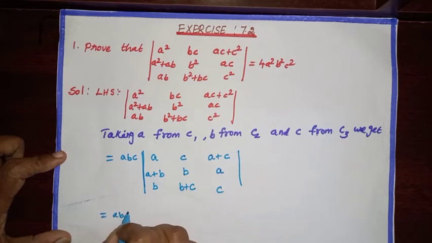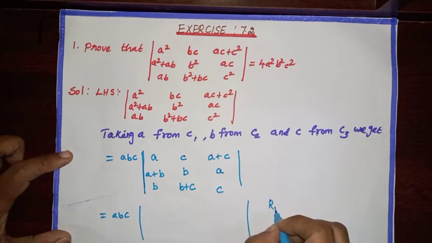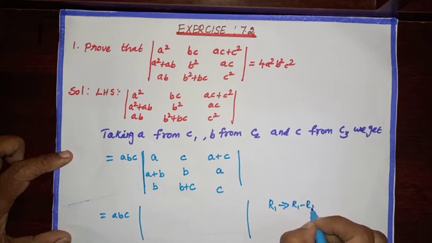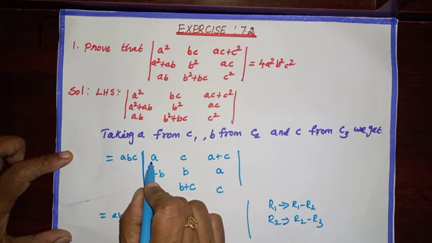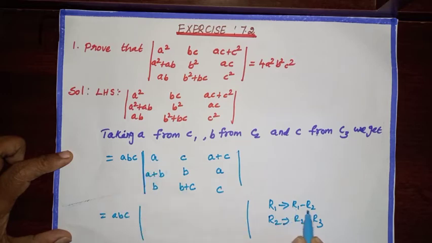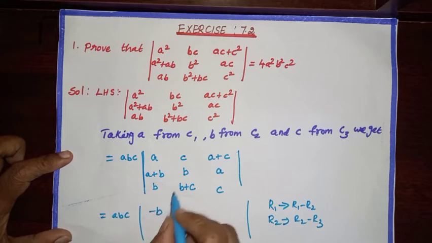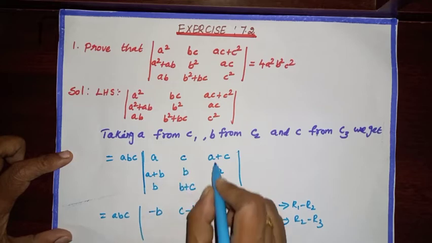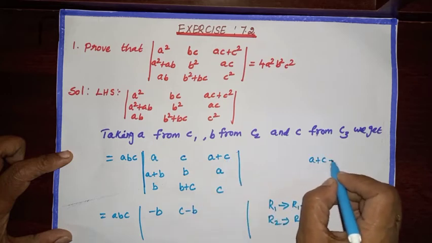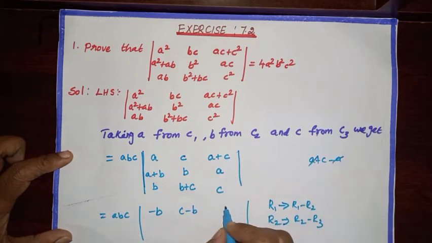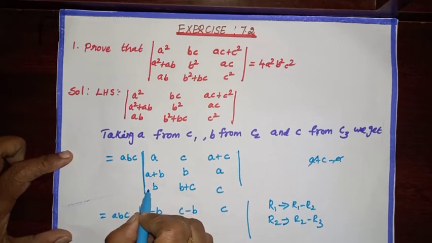Next, I am going to change R1 to R1 minus R2, and R2 to R2 minus R3. First, in the R1 place, R1 minus R2: A minus of A plus B is minus B. C minus B. A plus C minus A: plus A minus A will be cancelled, then we have C. Now R2 minus R3.